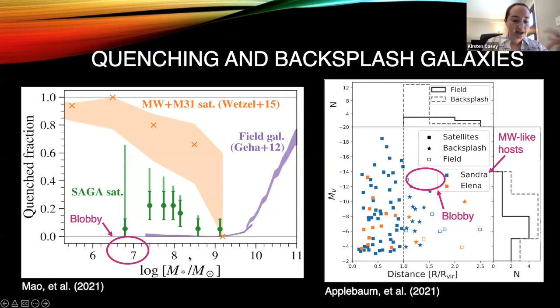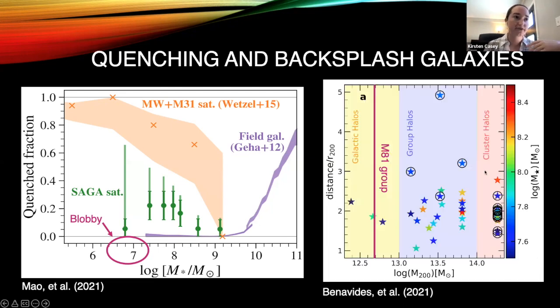Now, we would like to know more about how, why, and on what time scales galaxies like Blobby are quenched. And for that, we turn to simulations. For example, Applebaum et al. simulated Milky Way-like hosts, which are smaller than M81, but they found several backsplash galaxies in their simulation. I circled this region where Blobby lies, and I'd like to point out that based on the magnitude, Blobby is brighter than their simulated backsplash galaxies, which likely means that its stellar mass is higher than those galaxies.